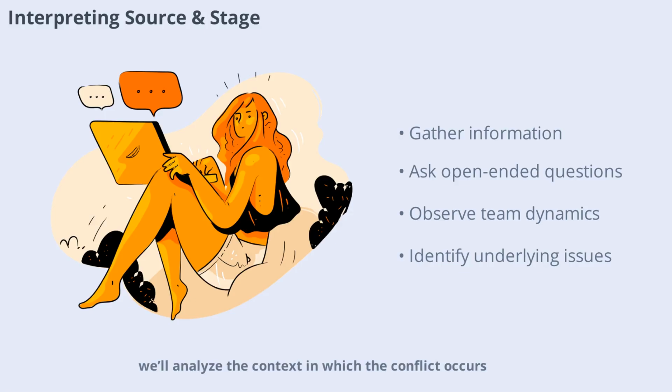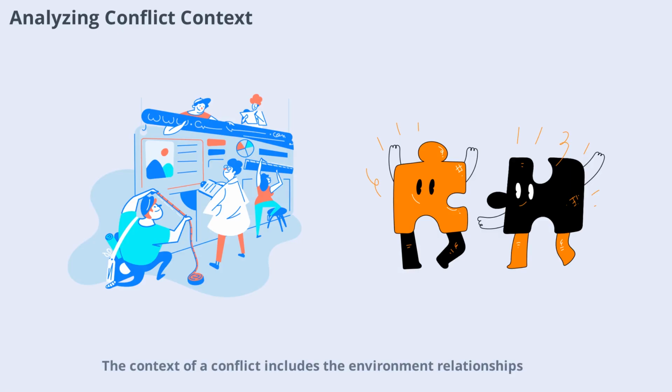Next, we'll analyze the context in which the conflict occurs. The context of a conflict includes the environment, relationships, and organizational culture. Consider factors like team structure, project phase, and stakeholder interests. Is the conflict happening during a critical project milestone? Are there external pressures or tight deadlines? Understanding the context helps you gauge the impact and urgency of the conflict. It also informs your choice of resolution strategy.